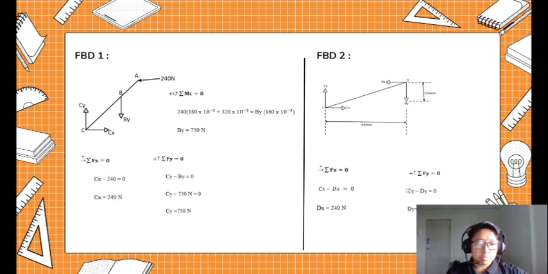Also, same for Fy, the sum of Fy equals 0, assuming the direction upwards is positive. Cy minus Dy equals 0, replace the Cy with 750 Newtons from the previous equation, and you get 750 Newtons for Dy.